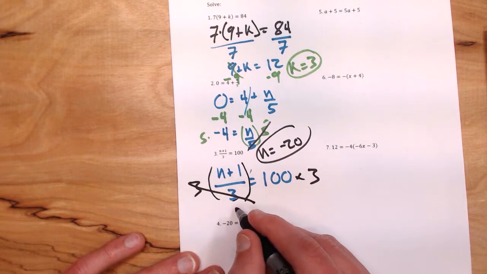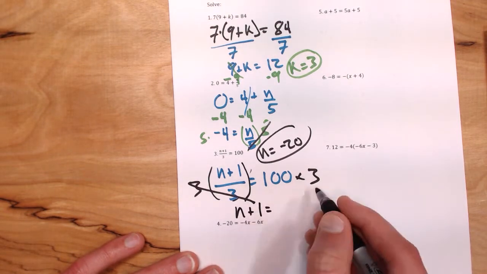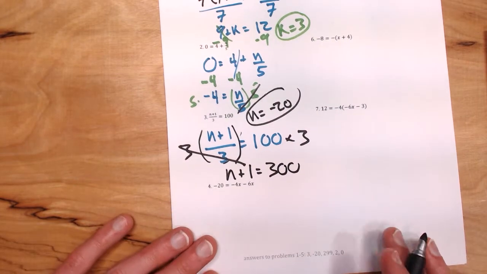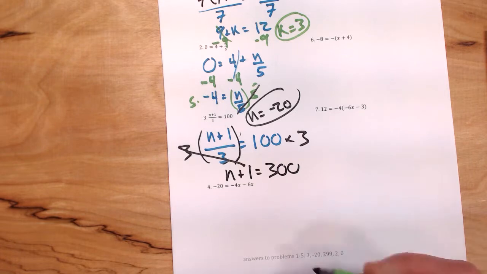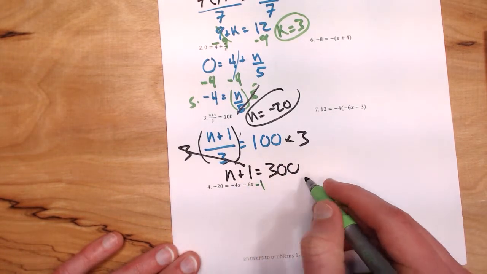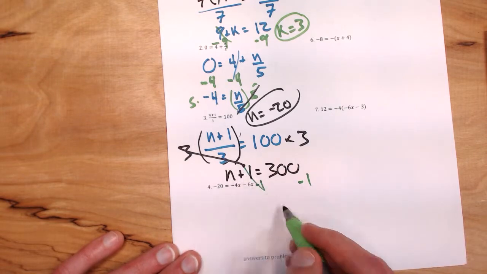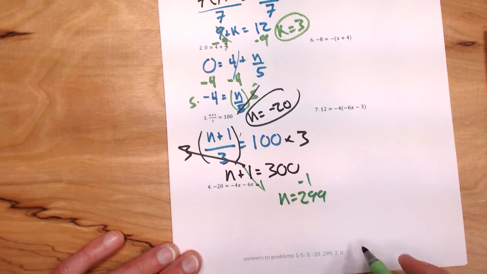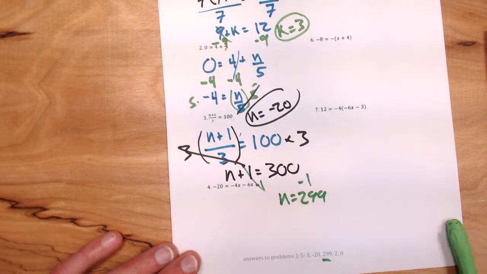These cancel, and I get n plus 1 equals, what's 100 times 3? It's 300. All right, one more step. I would like this 1 to move over here, so I'm going to subtract 1 from both sides. So these cancel, and I get n equals 299, which is the right answer.